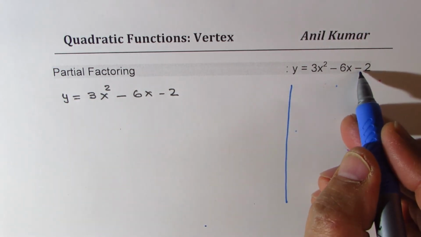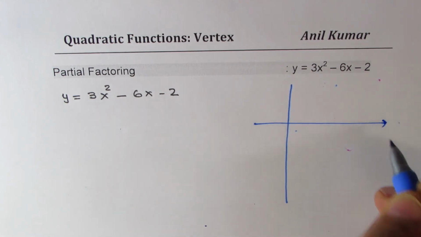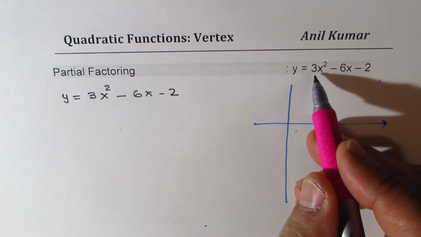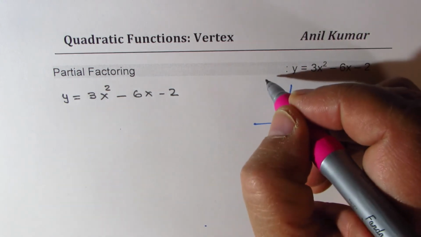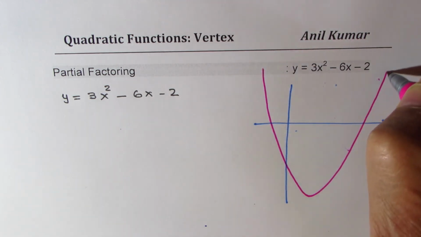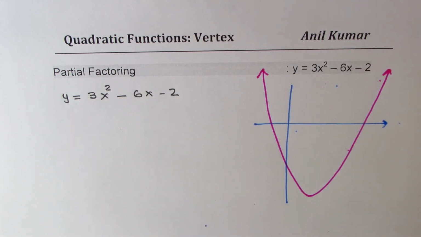Now since this is negative, the y-intercept, let me sketch the axis slightly above, and that is a parabola which opens upwards. So let's go like this. So that becomes the parabola for us.